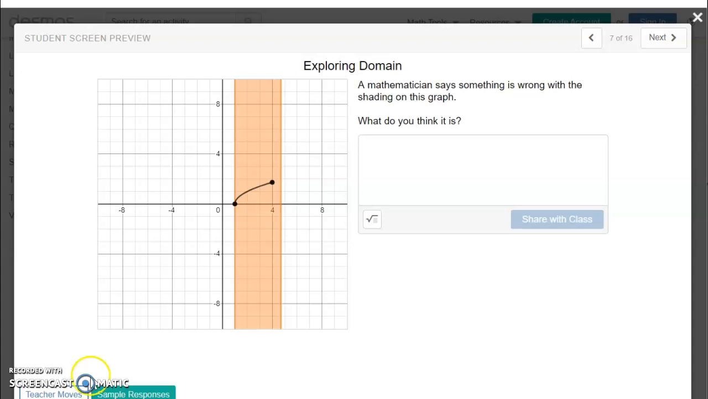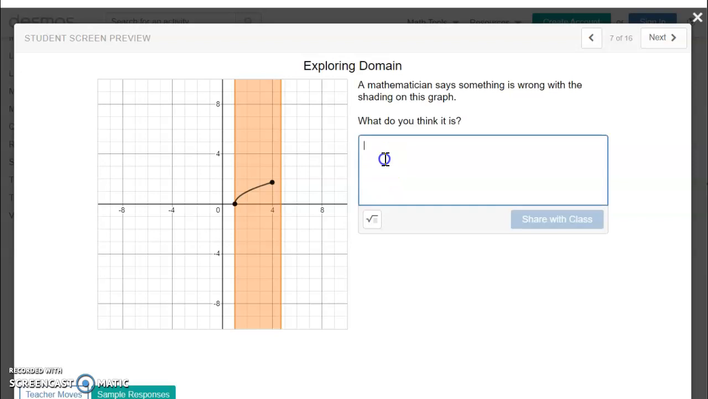All right, the first card on the domain and range section of the Desmos says, a mathematician says something is wrong with the shading of this graph. What do you think? The domain is represented by this orange shading. Is this correct? No. The graph starts at this point. Does it end at this point when x is a little over 5? No. It extends beyond the graph, doesn't it?